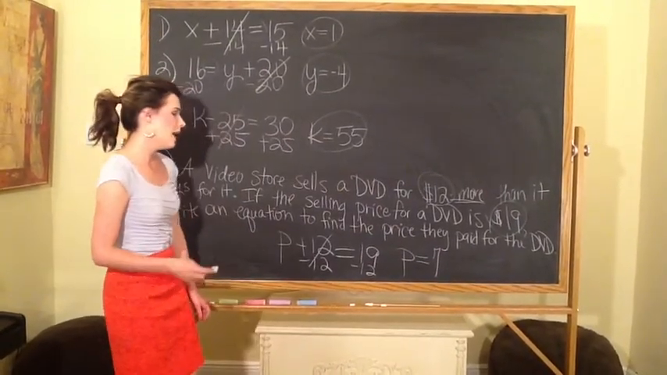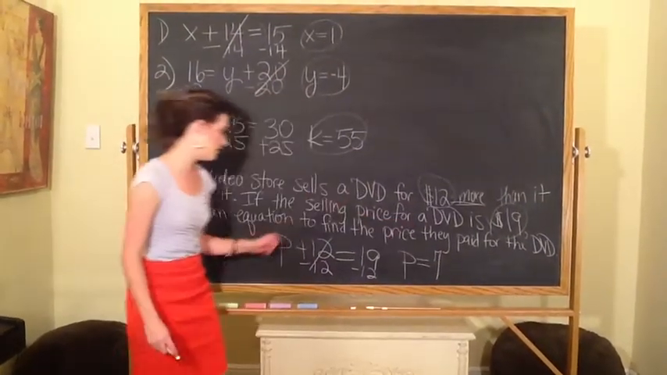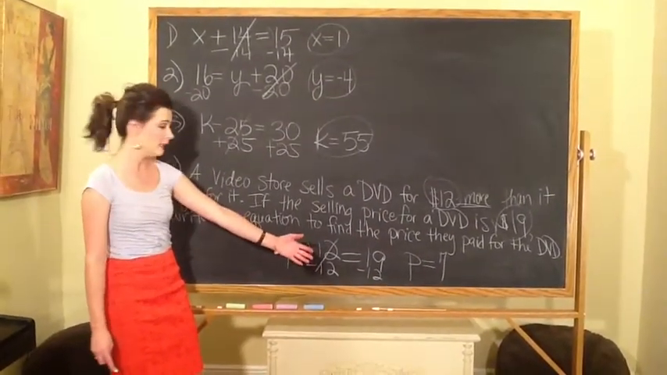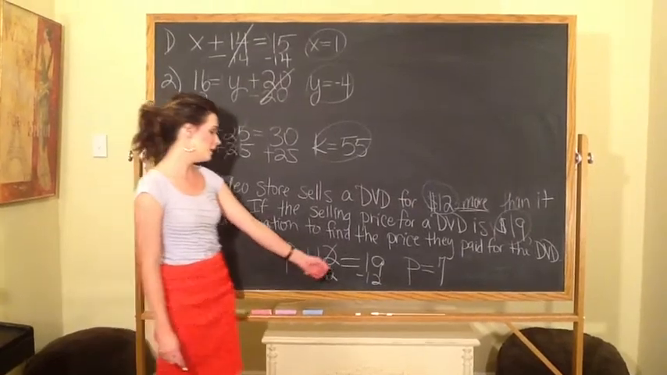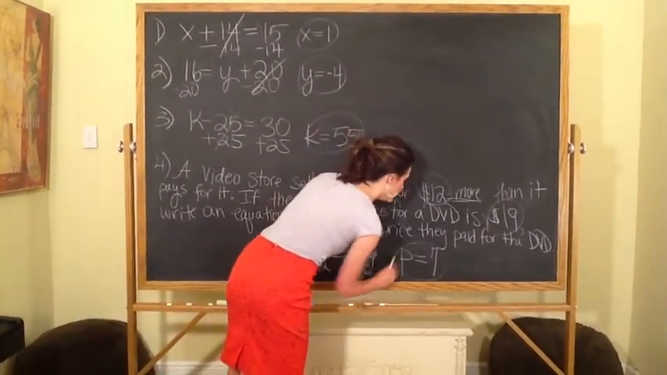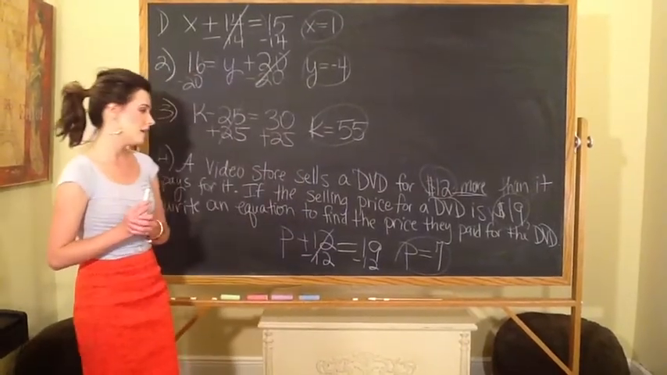So if I plug p back into the equation, so if I plug 7 in for p, are we going to get 19? Let's see, 7 plus 12 gives us 19. So our answer is correct. So our solution is p is equal to 7.